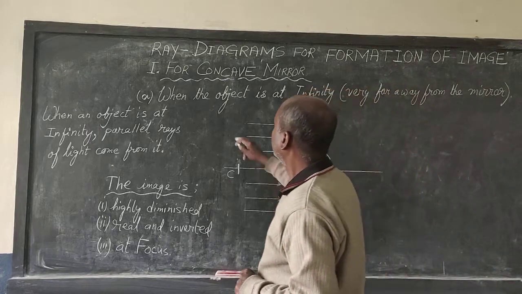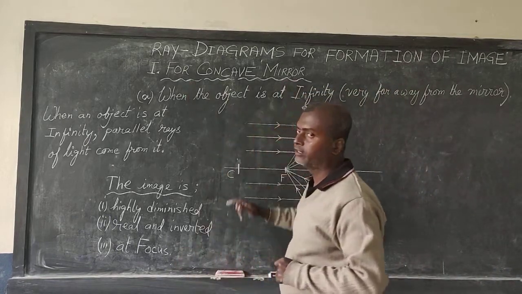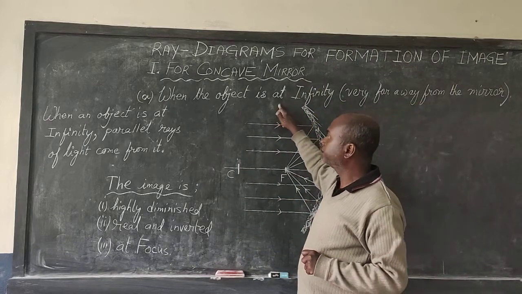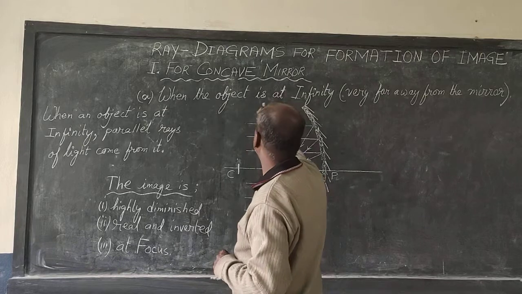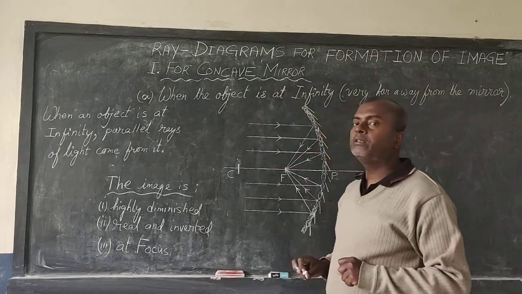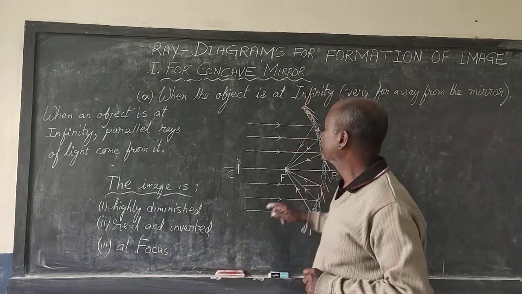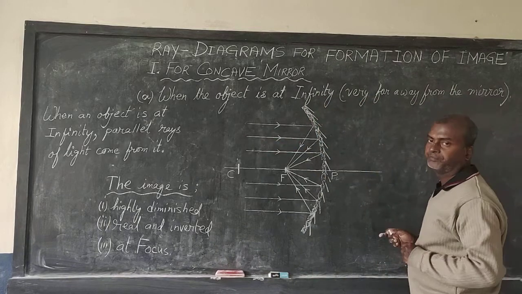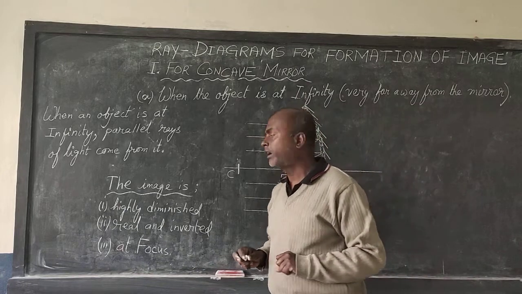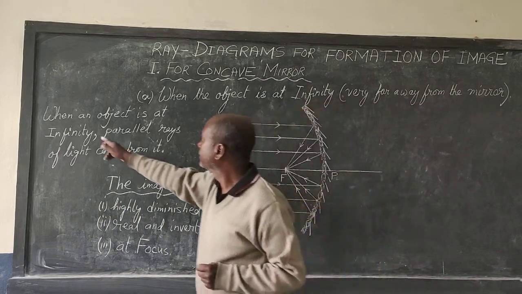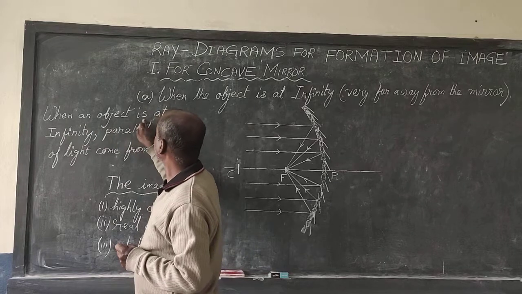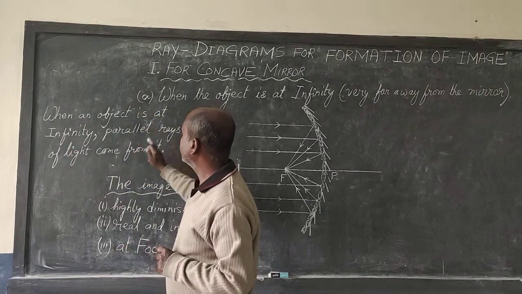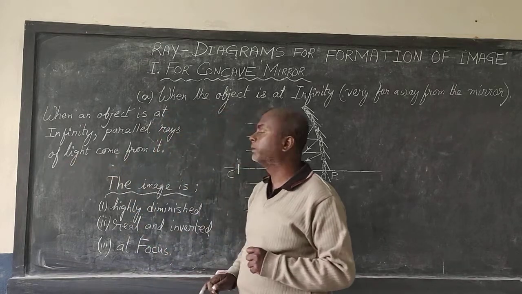Okay, first we will do the concave mirror, and in the concave mirror the first case that I have taken is when the object is at infinity. Now what do you mean when an object is at infinity? The word infinity here, in this context, means very far away from the mirror. When an object is at infinity, or very far away from the mirror, parallel rays of light will come from it.